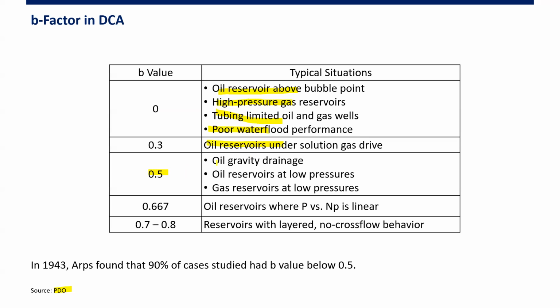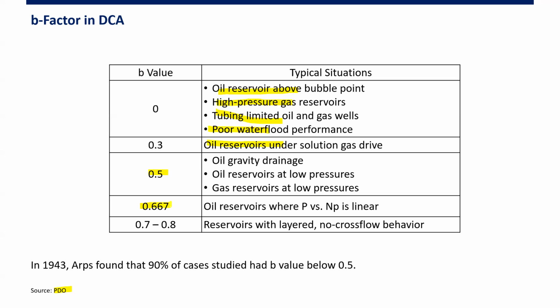And then if you plot your pressure against the Np, or cumulative oil production, and you get a linear trend for your oil reservoirs, then typically the B value will be around 0.7, or in this table 0.667. Again, this is for oil reservoirs where the pressure plotted against the Np, or the cumulative oil production, gives you a linear trend.